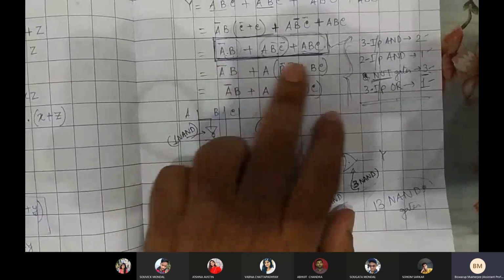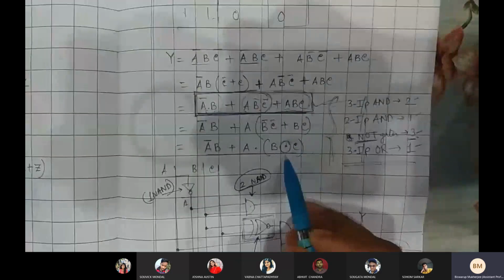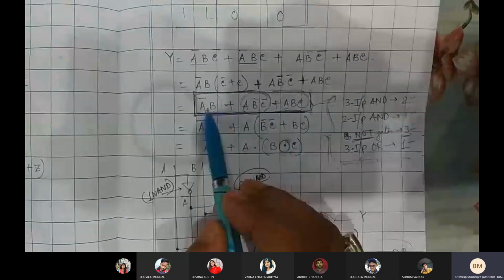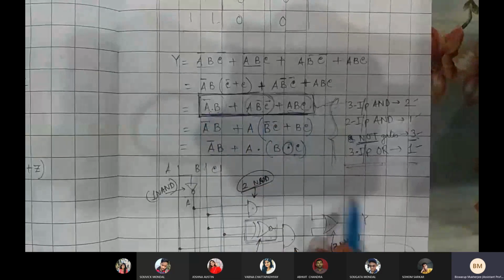Now let us try to make this one, as I told, this is my minimized version. We will not use XNOR in the operation. So we'll be minimizing that one as it is. We'll be keeping that one.